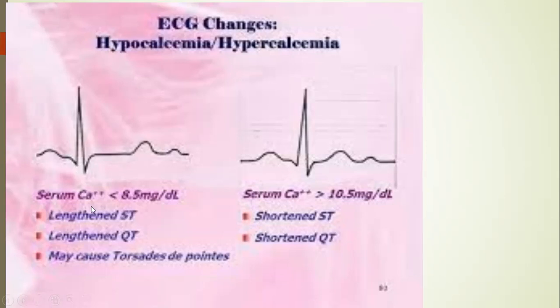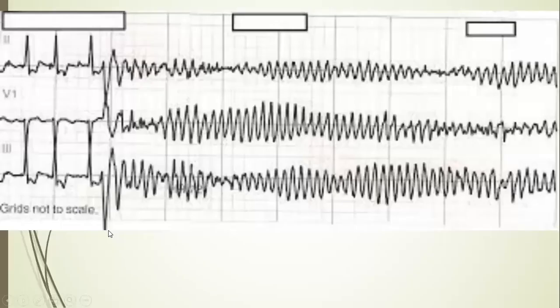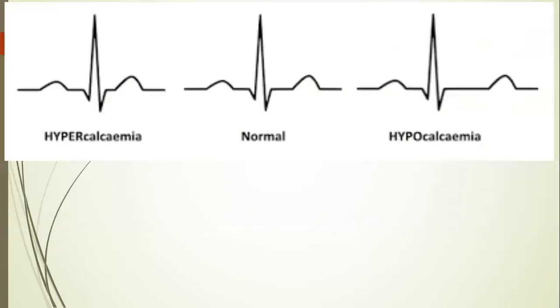So this may lead to Torsades de pointes. Hypocalcemia may lead to Torsades de pointes, and this is the ECG finding of Torsades de pointes. This can be managed by magnesium sulfate. Okay, management of Torsades de pointes: magnesium sulfate. At a glance, you can see this is a normal ECG pattern. This is hypercalcemia, and this is hypocalcemia. See the difference in the ST segment. Here is a shorter ST segment. Here is an elongated ST segment.